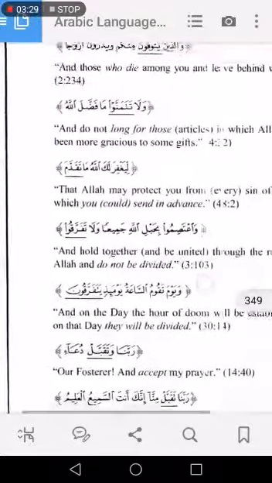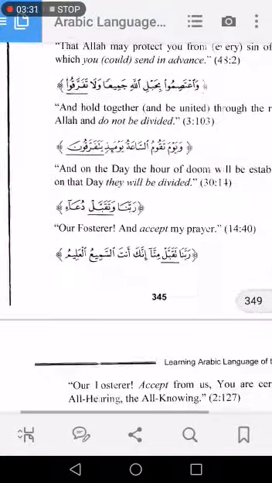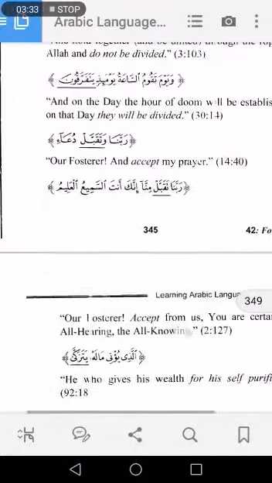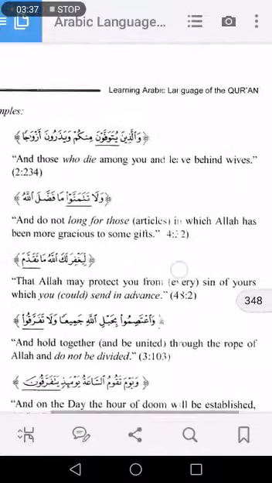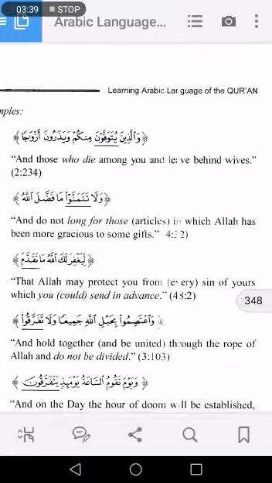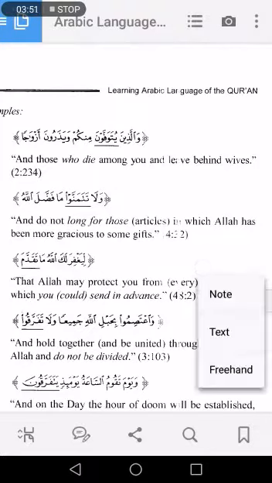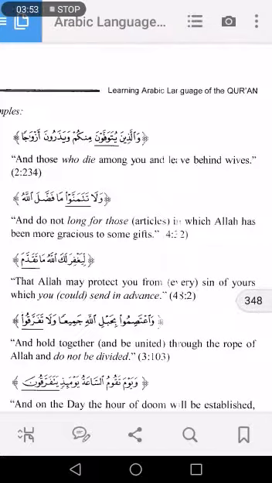There are some additional examples on the next page. We can go through all if you need. This is Surah Al-Baqarah, Ayah 234. وَالَّذِينَ يُتَوَفَّوْنَ مِنْكُمْ وَيَذَرُونَ أَزْوَاجًا. And those who die, يُتَوَفَّوْنَ is to perish on, and then it's on your own self, so that means to die. And those who die among you and leave behind wives.